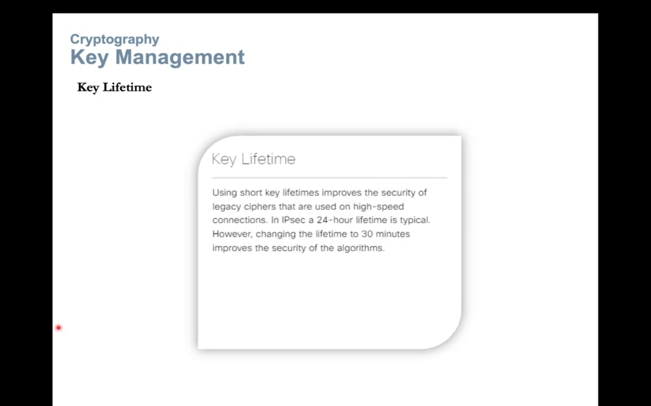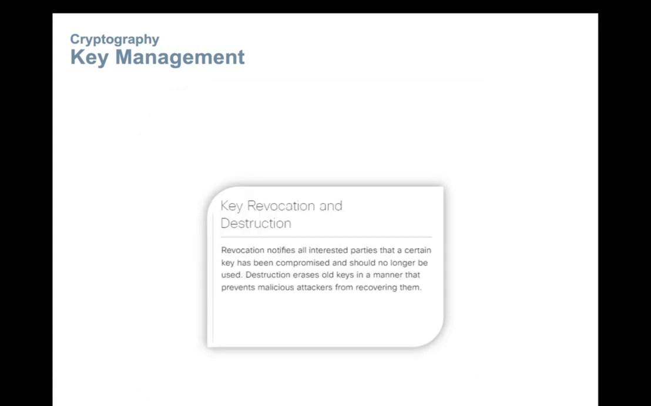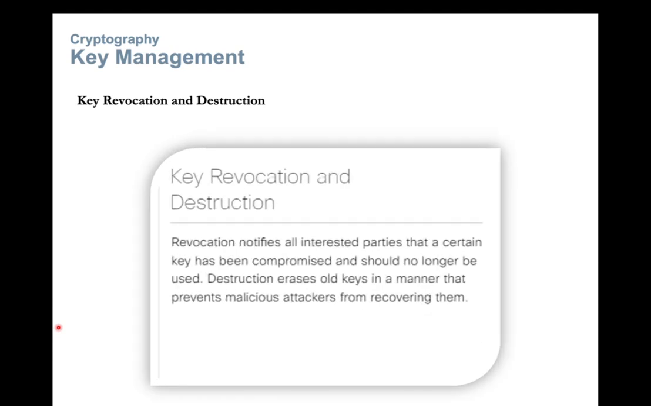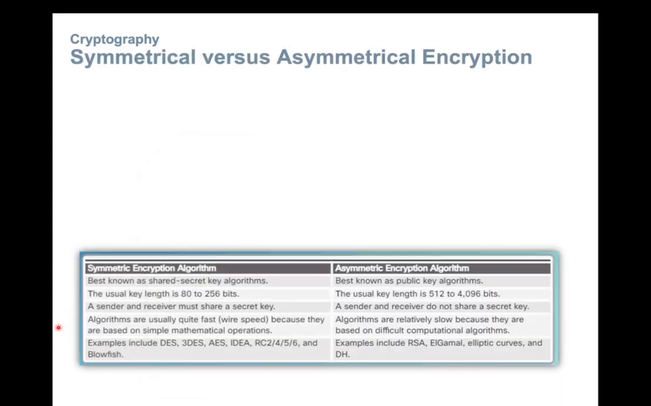And the lifetime is, as explained, that for IP security, around 24 hours lifetime is typical for any key. If it is reduced to 30 minutes, then it improves the security of the IP security algorithm. Then the revocation, as said: if any key is compromised, then it must be revoked, and all the old keys must be destroyed.